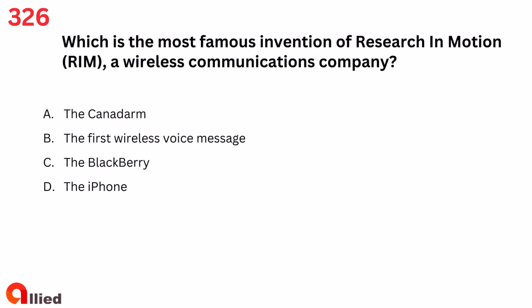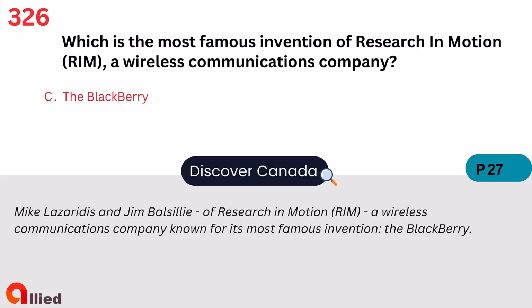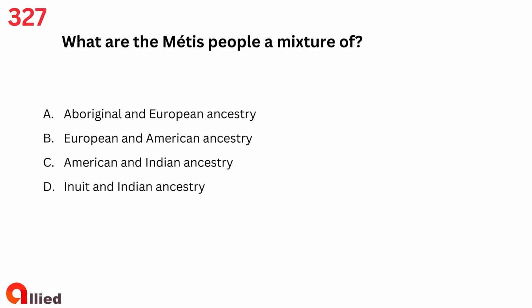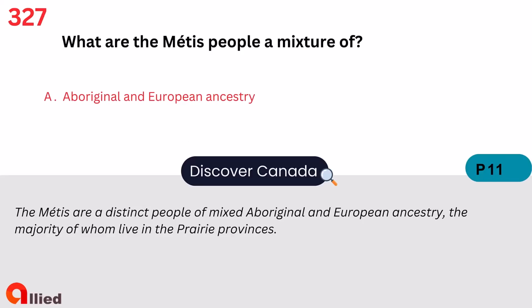Question 326. Which is the most famous invention of Research in Motion, RIM, a wireless communications company? A. The Canadarm. B. The first wireless voice message. C. The BlackBerry. D. The iPhone. The answer is C. The BlackBerry. Question 327. What are the Metis people a mixture of? A. Aboriginal and European ancestry. B. European and American ancestry. C. American and Indian ancestry. D. Inuit and Indian ancestry. The answer is A. Aboriginal and European ancestry.